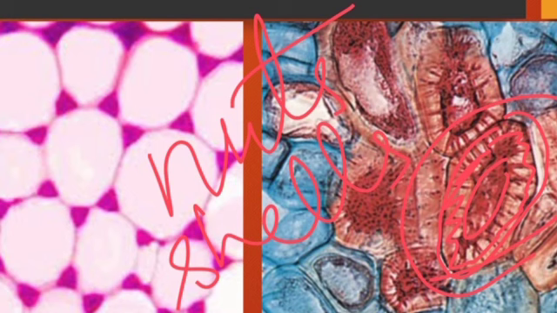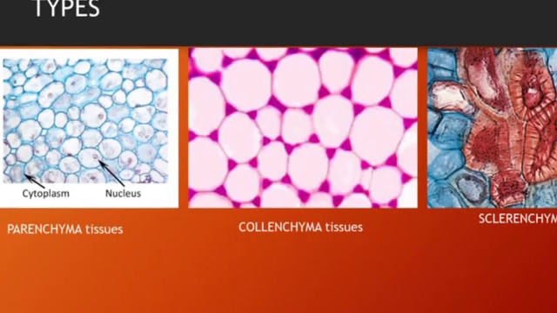Then imagine the woody stem, the surface of the woody stem, the bark; that also consists of sclerenchymatous cells. These cells are dead cells. They have lost the ability to divide. They provide support and rigidity to the plant and help it to stand erect.